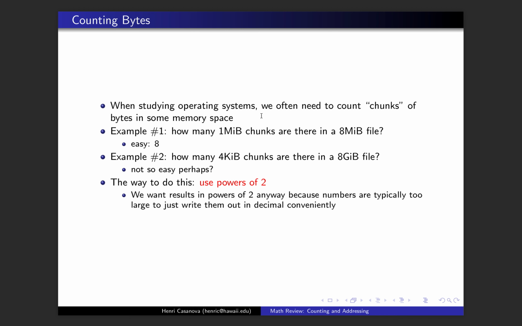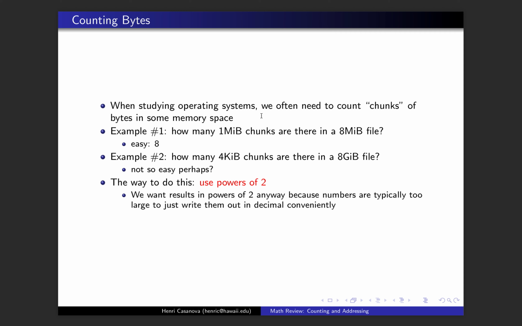Now, when studying operating systems, especially when we deal with memory, we need to count chunks or groups of bytes in some memory space. So if I say how many 1 megabyte chunks are there in an 8 megabyte file, well, that's easy, it's 8, right? But then if I say how many 4 kilobyte chunks are there in an 8 gigabyte file, maybe that's not easy. Maybe some of you can do it in your head right now, but I kind of doubt it, right? But the way to do this is very easy.